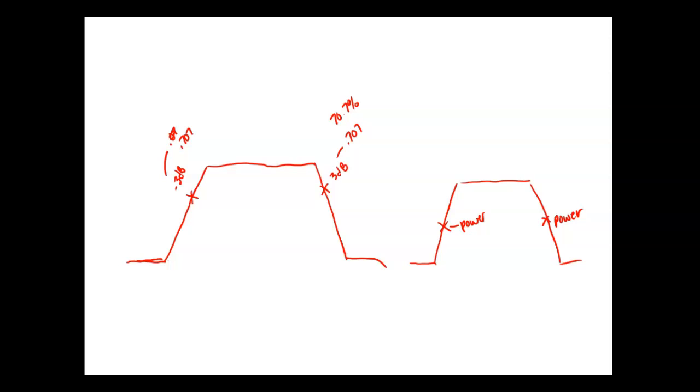Do y'all understand why? That's the half power point. Y'all understand why? So let's take 10 volts times 10 amps. So let's say this is 10 volts times 10 amps. Then what would my power be?